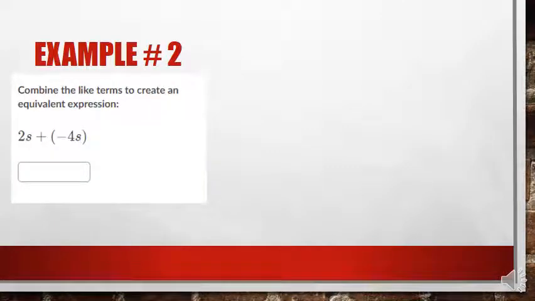All right, example number 2. Combine the like terms to create an equivalent expression. Okay, we have positive 2s and a negative 4s. You want to look at this and see which sign is bigger. So 2 and 4. 4 is bigger than 2, just the number 4. So a negative is attached to the 4, so my answer is going to be negative. And because one is positive and one is negative, we actually subtract. So we're going to do 4 minus 2, and we're going to get 2 and the s. Do not forget the s. Okay? So my answer is negative 2s.